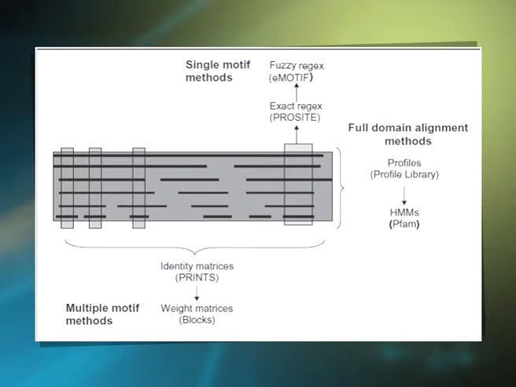The figure on the screen gives an overview of the three main sequence analysis approaches and the databases to which they give rise. Single motif methods that exploit regular expressions underpin ProCyte and eMotif, multiple motif approaches that use either identity or weight matrices are the basis of PRINTS and BLOCKS, and full domain methods that exploit either absolute or probabilistic scores underpin PROFILES and PFAM.